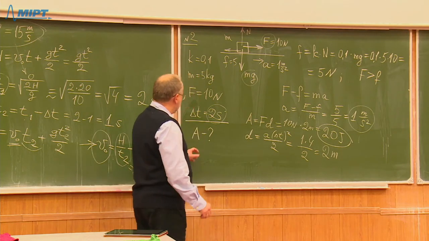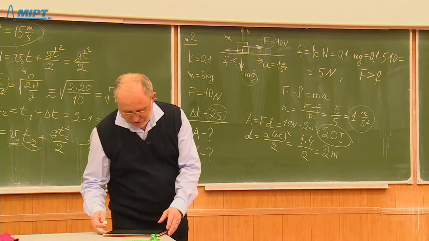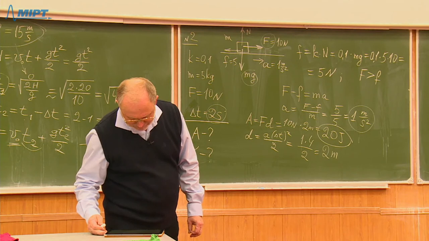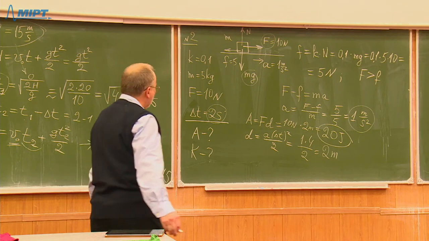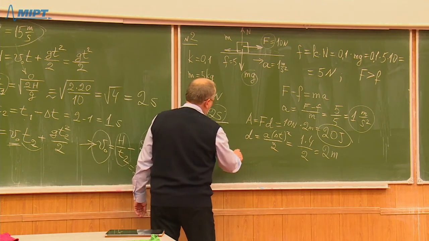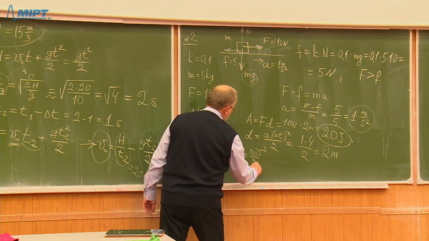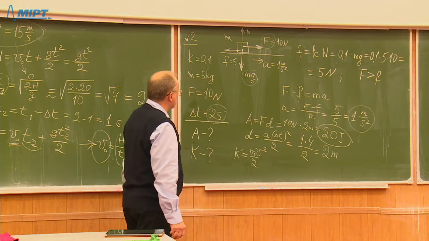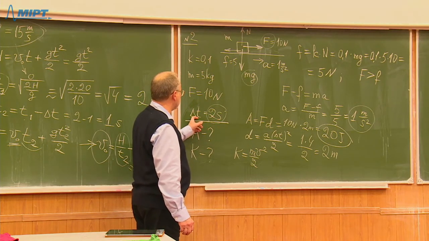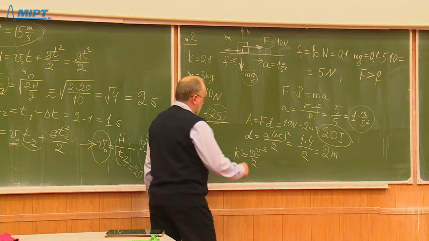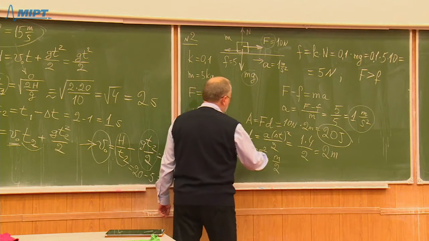And what will be the kinetic energy by the end of this period of time? We also need to find the kinetic energy. So the kinetic energy of the bar can easily be calculated as mv squared over 2. What is v? V is the final velocity at the end of this time interval of 2 seconds. So that will be m over 2. We know m, it's given. We need to find the velocity.